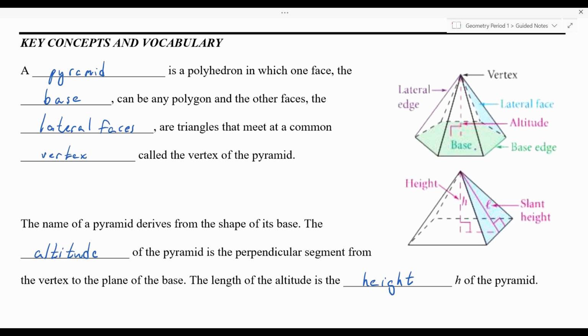So the height, as we stated here, is the altitude. It stems from the vertex to the base, and it meets at a 90-degree angle. The slant is the altitude of one of the lateral faces. So here we have the slant, and we know it's the altitude because it comes from the vertex of one face and it meets the base of that face at a 90-degree angle. So that makes it the slant.